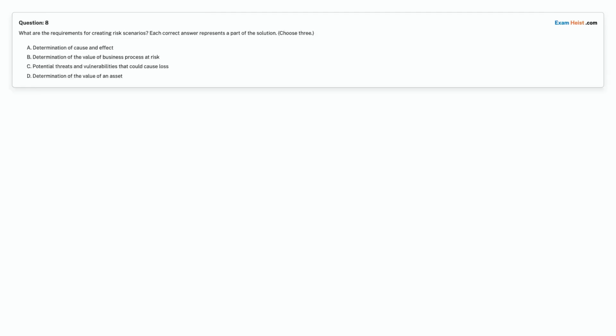Question 8. What are the requirements for creating risk scenarios? Each correct answer represents a part of the solution. Choose 3. Option A. Determination of cause and effect. Option B. Determination of the value of business process at risk. Option C. Potential threats and vulnerabilities that could cause loss. Option D. Determination of the value of an asset. Choose the correct answer.